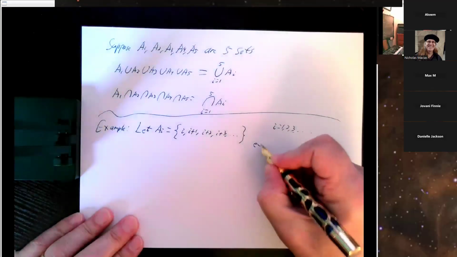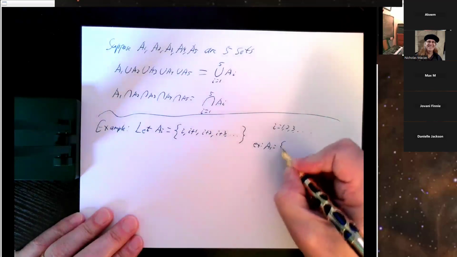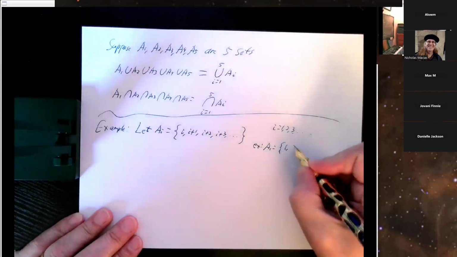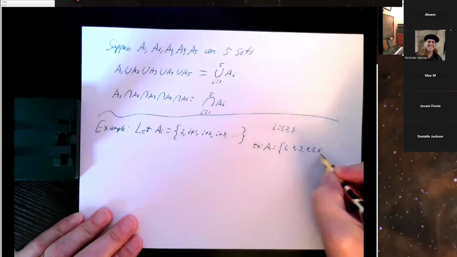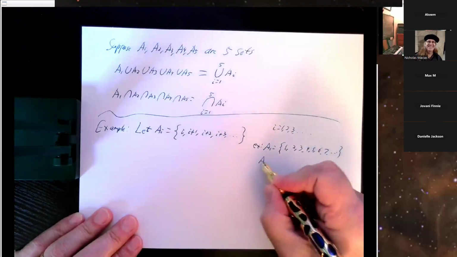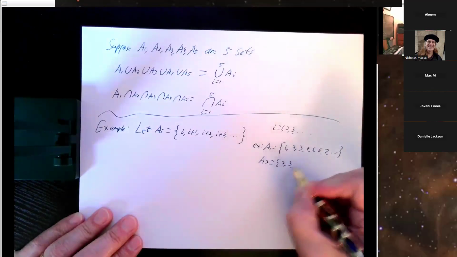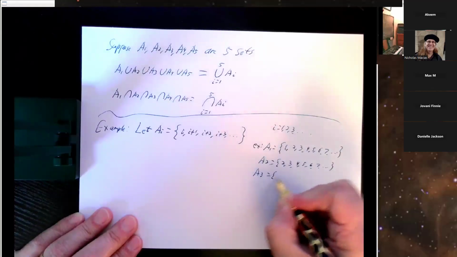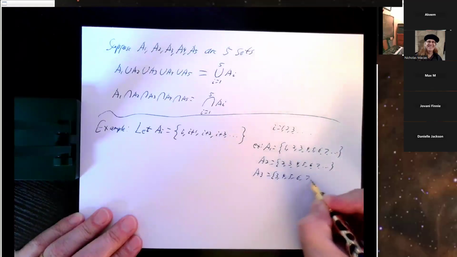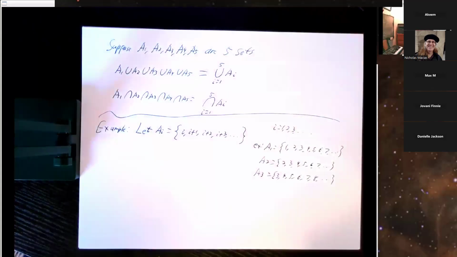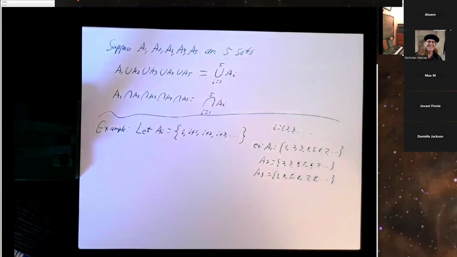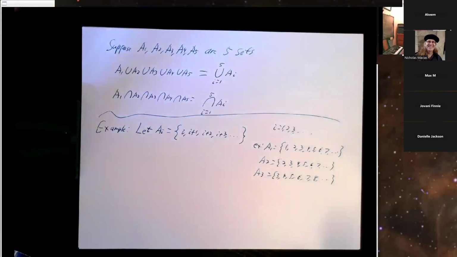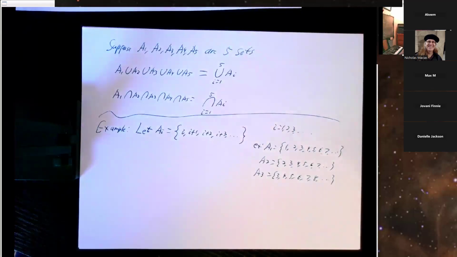So for example, A1 is just the set of integers starting from 1. A2 is the set of integers starting from 2. A3 is the set of integers starting from 3. And so on. All right, everybody good with those definitions? So let's look at operations we can perform on these.